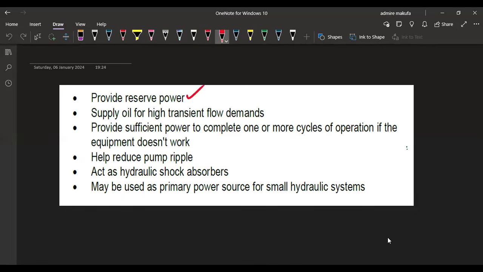So we can use them to provide reserve power to supply oil for high transient flow demands, provide sufficient power to complete one or more cycles of operation of the equipment if the equipment doesn't work, to help reduce pump ripple, act as hydraulic shock absorbers, and may be used as a primary power source for small hydraulic systems. All right, so that's where we can apply this or use this in our industrial applications.